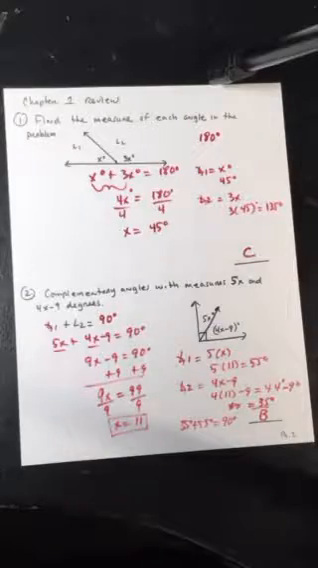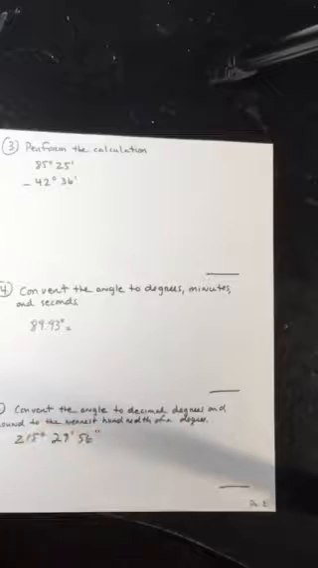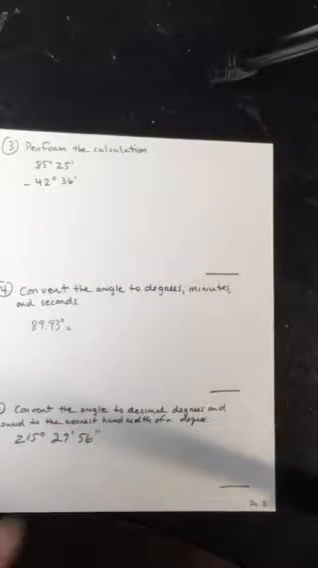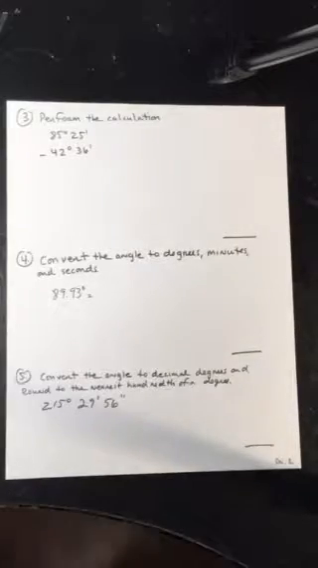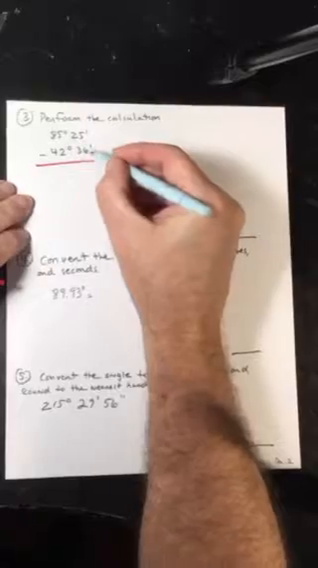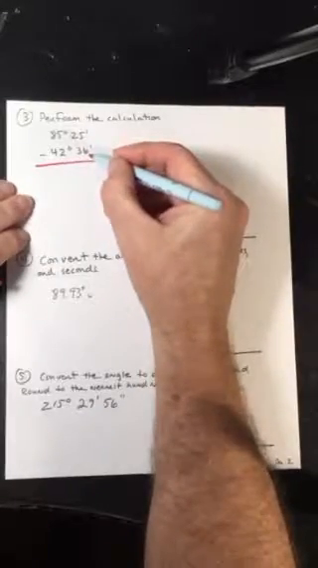That is page 1. Examples, problems 1 and 2. Moving on to number 3. Perform the calculation, which in this case is subtract. Here we have 25 degrees and we have 36 degrees.